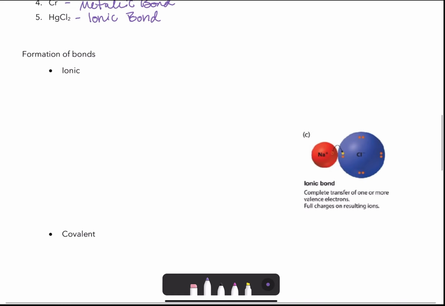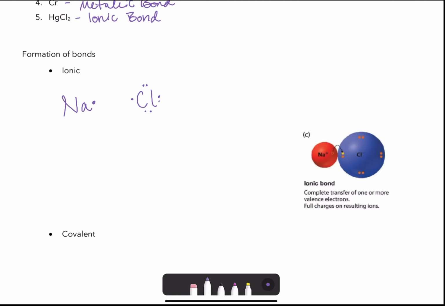Next, let's talk about how these bonds form. So right here at the picture, we are looking at sodium chloride. From last unit, you learned Lewis dot diagram. Sodium has 1 valence electron, and chlorine has 7 different valence electrons. Both of these want to become stable, and you know that sodium typically forms a 1+ ion, and chlorine typically forms a 1-. But here's why.